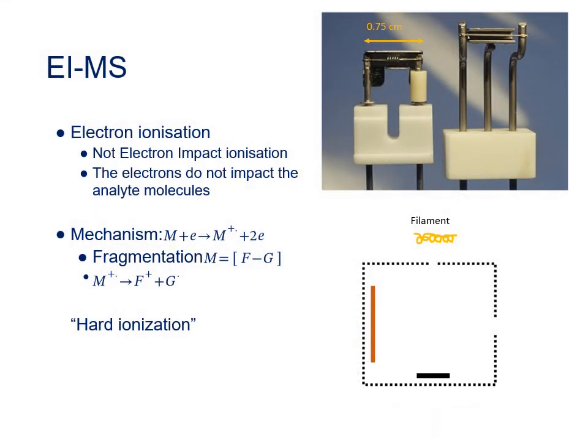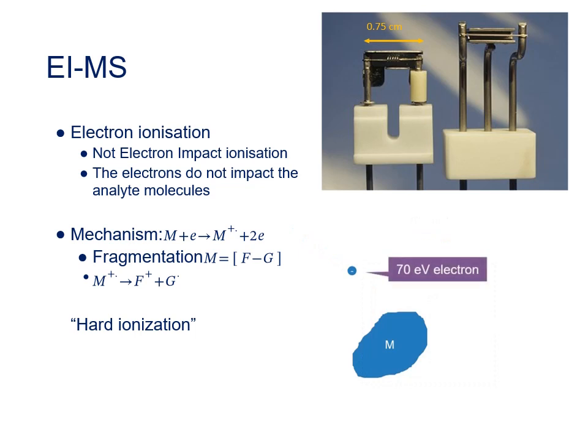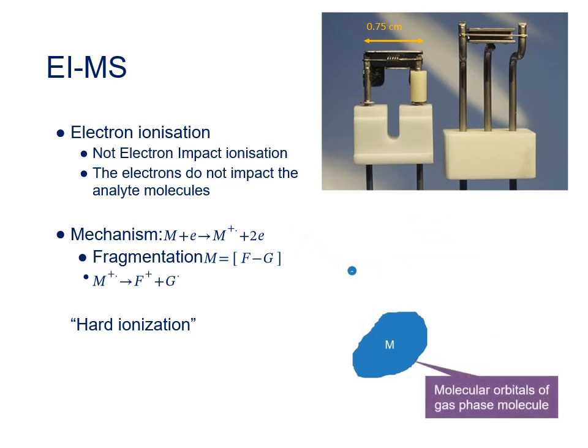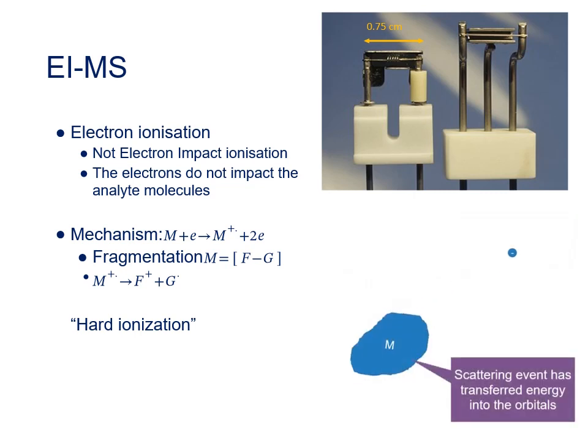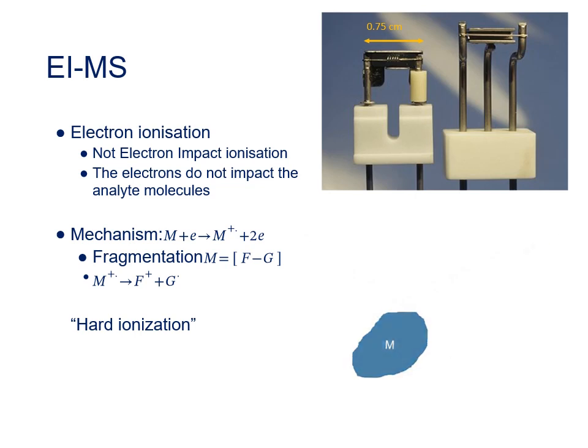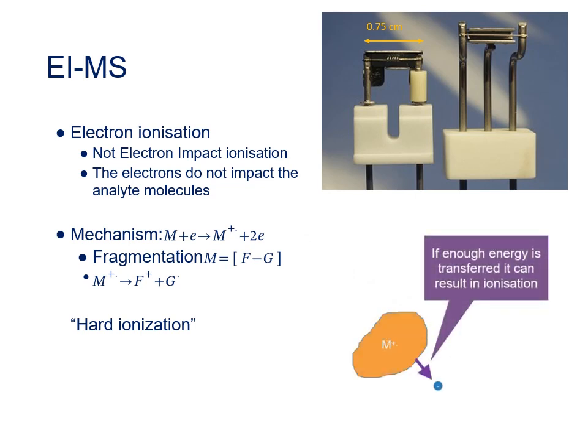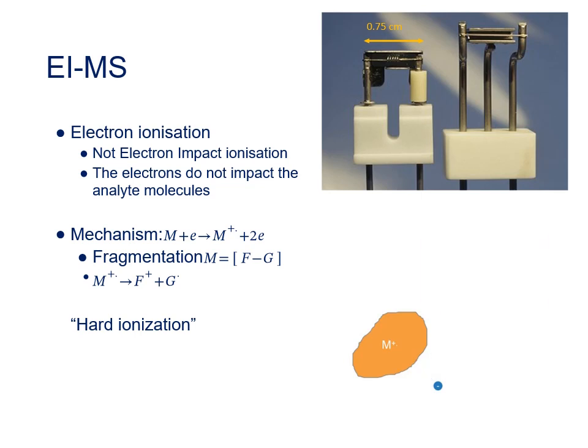At the other side of the source is an electron trap. The voltage difference between the filament and the trap causes a stream of electrons to pass between them. A sample vapor is admitted into the source region, and sample molecules diffuse into the electron stream. Electrons in the stream scatter off the molecular orbitals in the sample molecules, and this transfers energy from the scattered electrons into the orbitals. If enough energy is deposited, then this can result in one of the electrons in the orbitals being ejected, leaving the molecule as a positively charged radical cation.